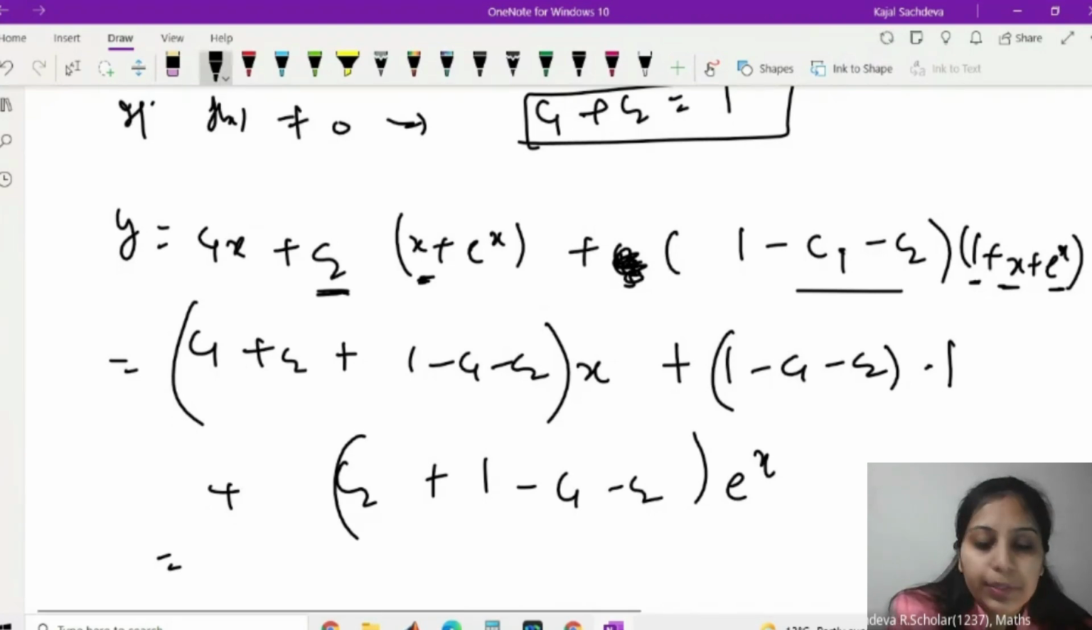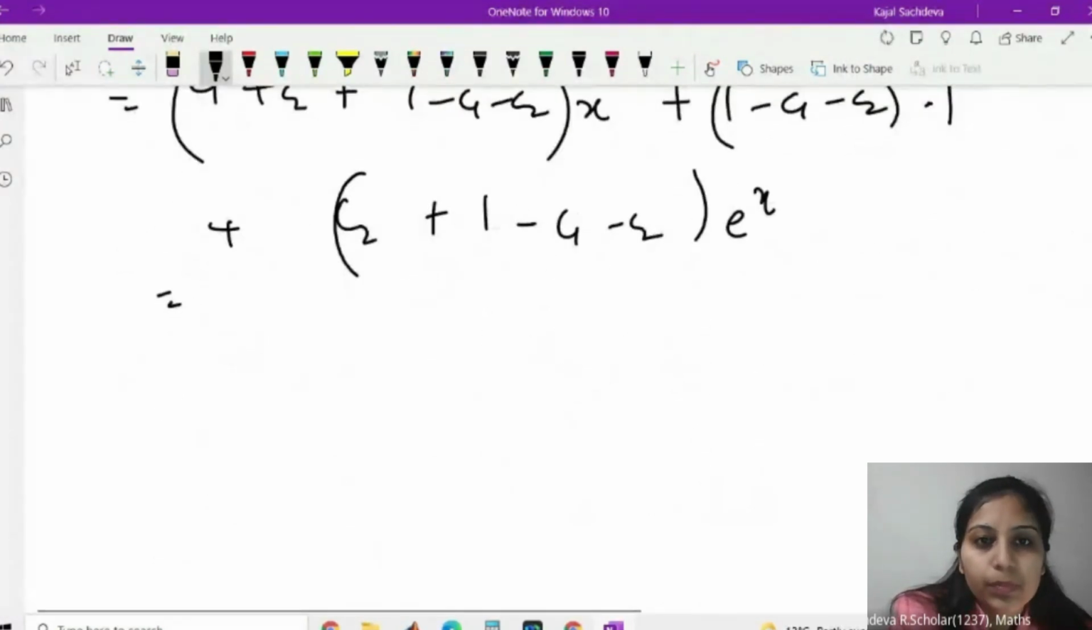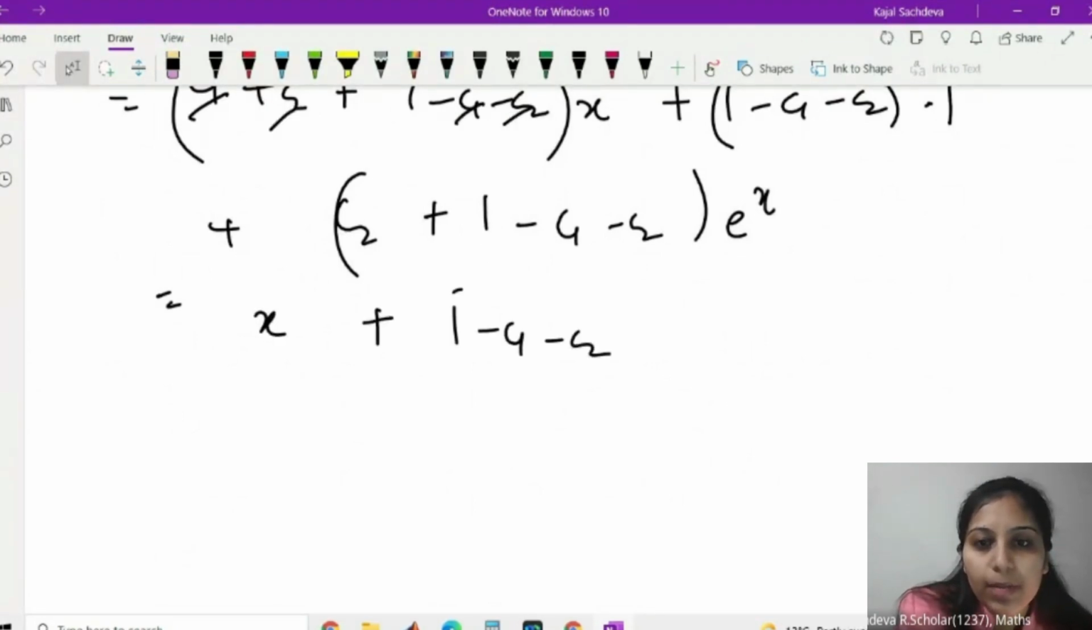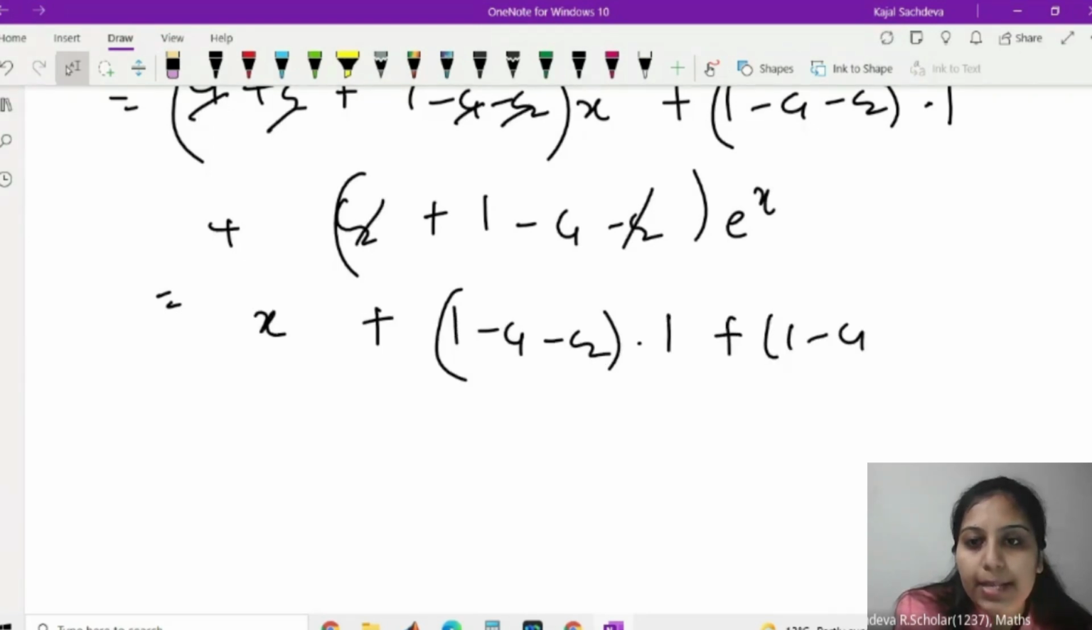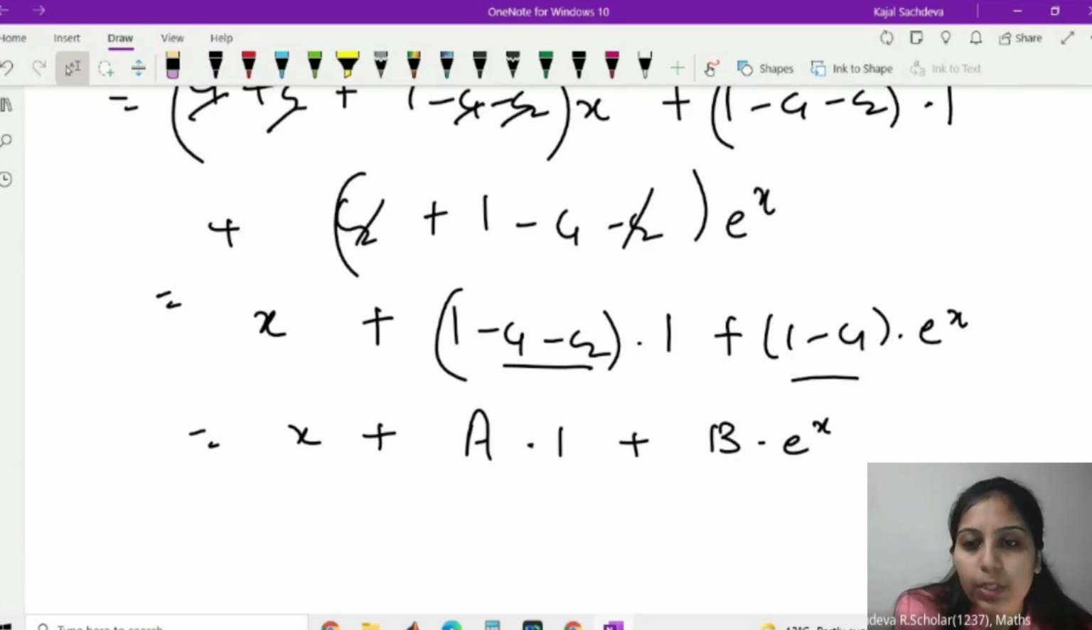So we get, here c1 cancels out, we get only x here. Here we get (1 - c1 - c2) times 1, plus here c2 cancels out, 1 - c1 times e^x. So we get x times some constant, say a, times 1 some other constant, say b, times e^x.